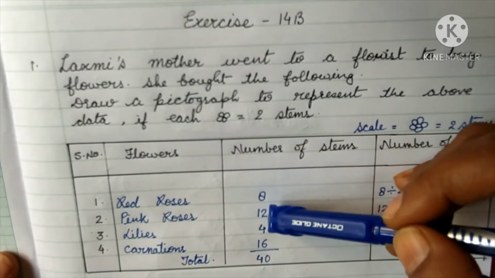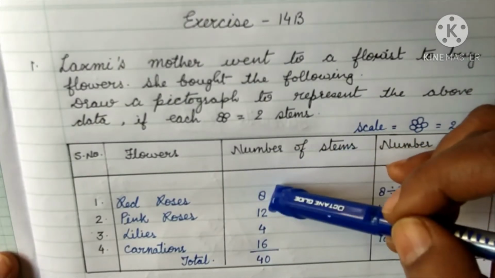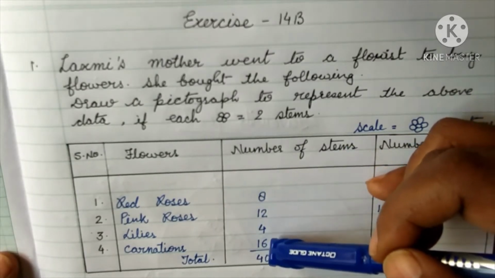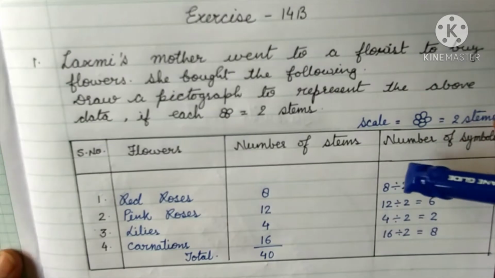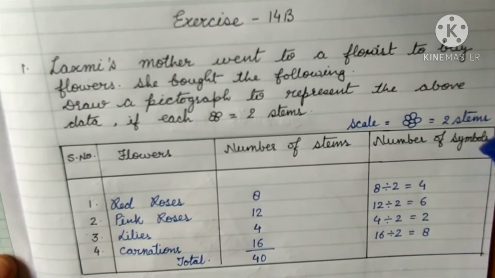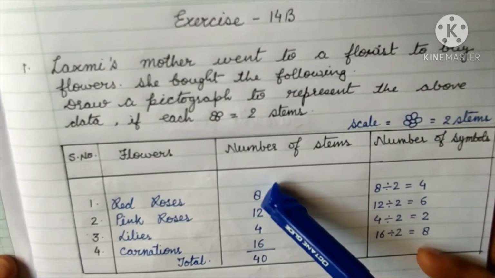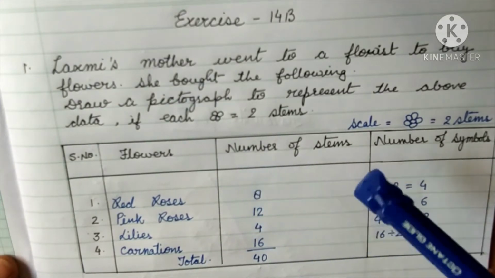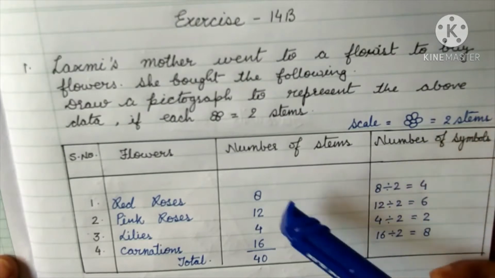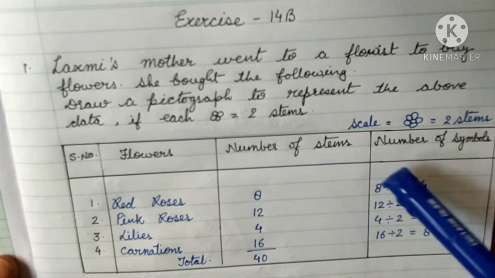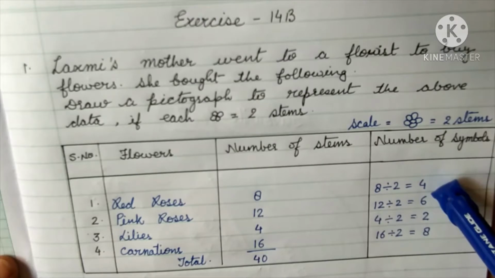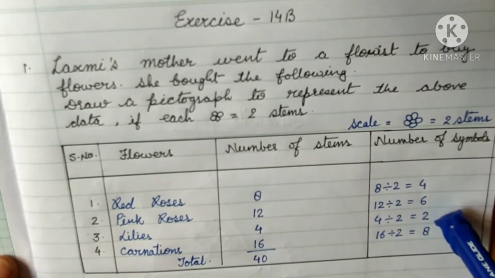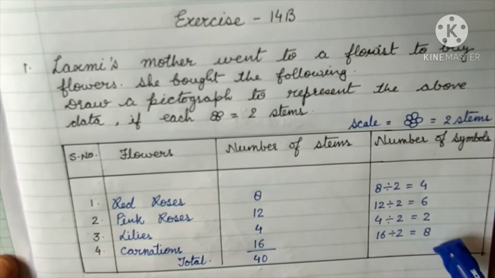8 stems of roses are there, then 12 stems of roses are there, then 4 stems of lily, and 16 stems of carnation. Now, what is the use of this scale? When we take 8 as the number, then we have to draw 8 flowers. But if I take a scale, we have to reduce the number of flowers. So 8 divided by 2 is equal to 4, 12 divided by 2 is equal to 6, 4 divided by 2 is equal to 2, and 16 divided by 2 is equal to 8.